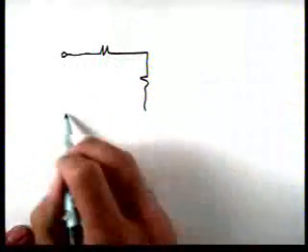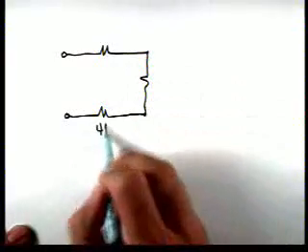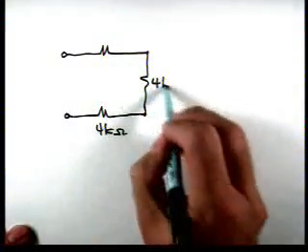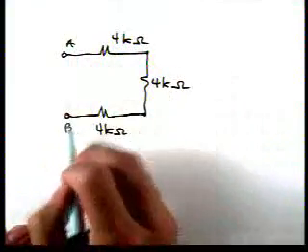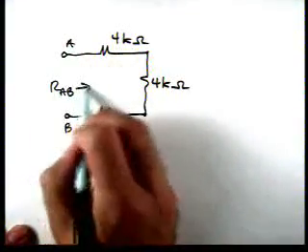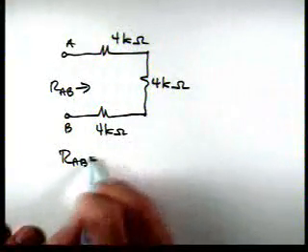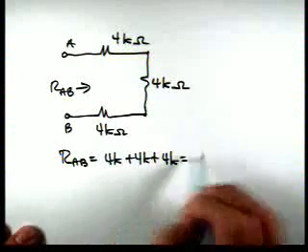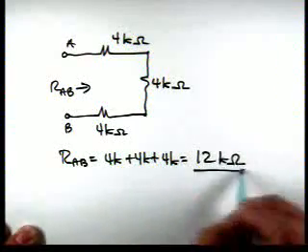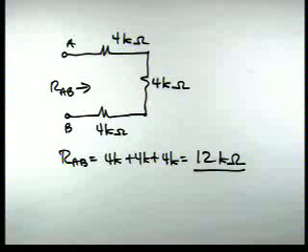And notice now we've reduced the circuit down really to 3 resistors. And if we note, those 3 resistors are in series. So RAB then is 4 kiloohms plus 4 kiloohms plus 4 kiloohms to give us 12 kiloohms for that resistance. So we started at the right hand side and worked back toward the source or the input terminal.